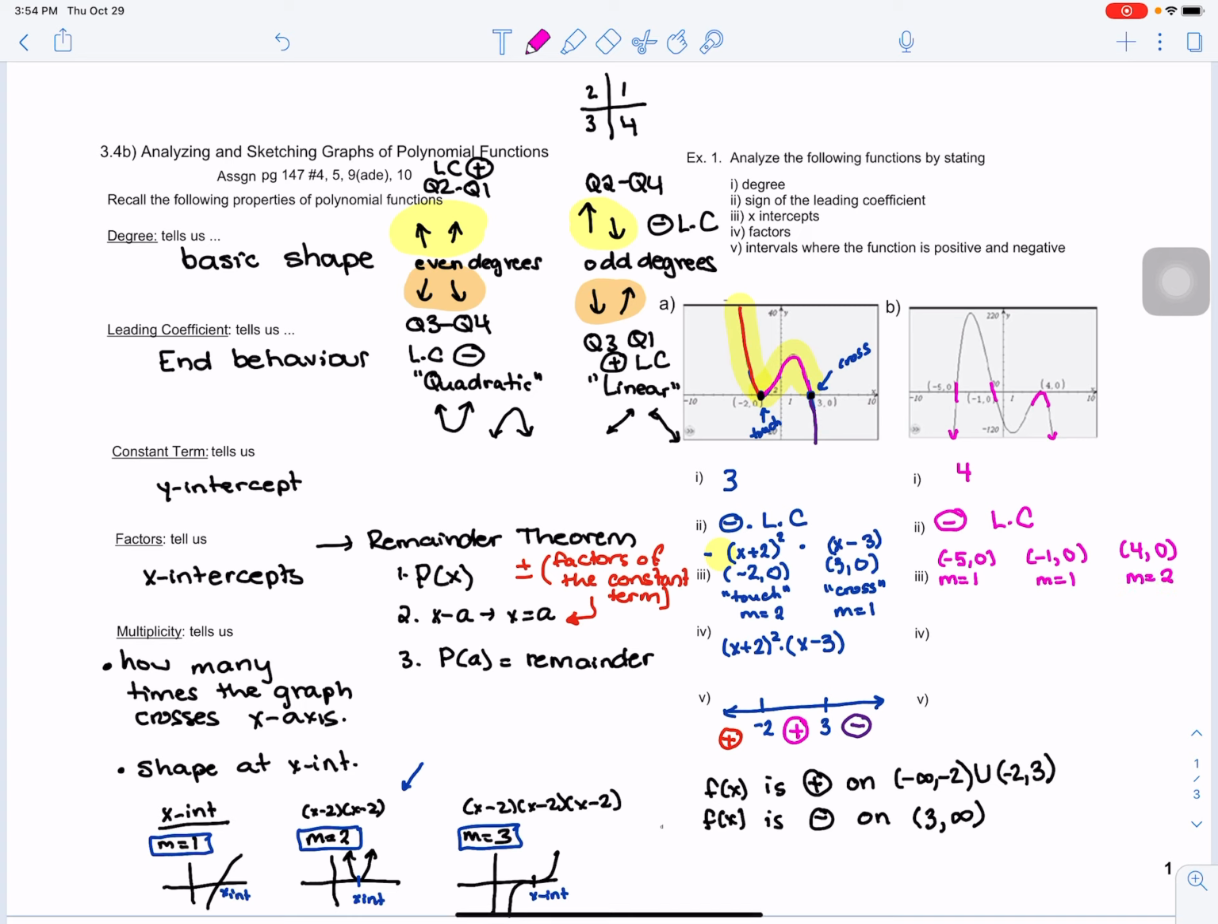So that's going to help me determine my factors. If my x-coordinate is 5, then my factor is x minus 5, and it has a multiplicity of 1, so I'm going to put an exponent of 1. My root is x equals -1, so the factor is x plus 1, and it has a multiplicity of 1. And then here, my x-intercept is 4, so the factor would be (x minus 4) squared.